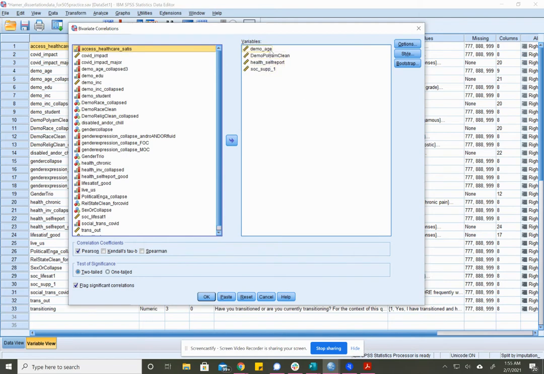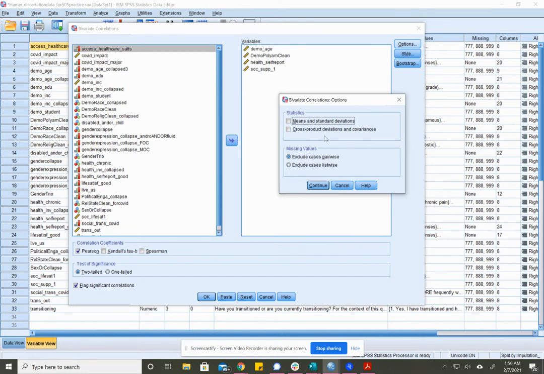And I went ahead and preloaded this. So we are going to be looking at the correlation between age, if folks are polyamorous, their self-reported health, and the level of social support that they're reporting. So these are all scale level data, which means we're going to be doing a Pearson correlation. And we do want it to flag significant correlations for us, which is the p-value thing.